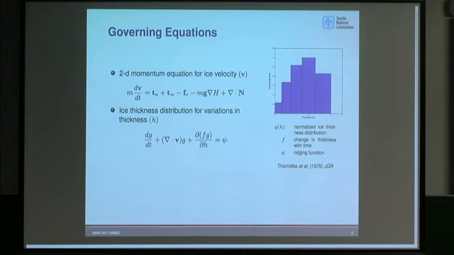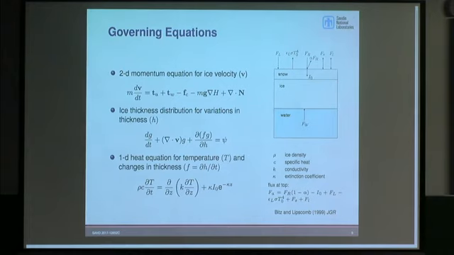The ridging functions can be fairly complex. You want to ensure that you conserve volume, but then redistribute based on converging flows. And then finally, for each thickness category in each cell, you would solve a 1D heat equation for temperature, which will give you changes in average thickness for that bin.